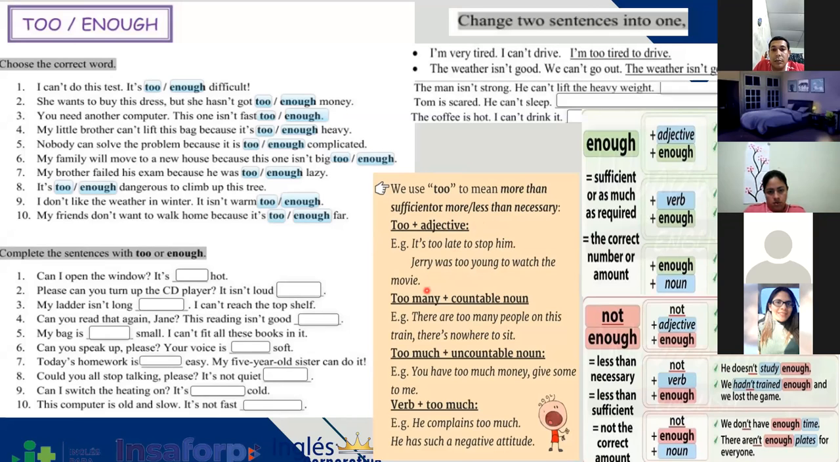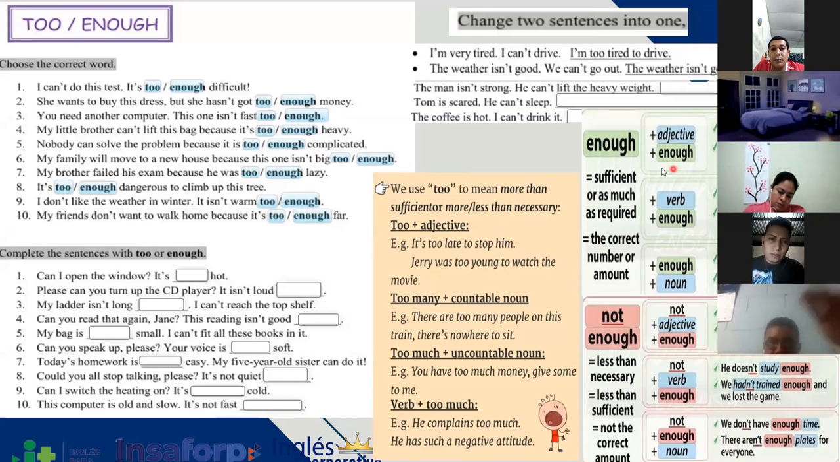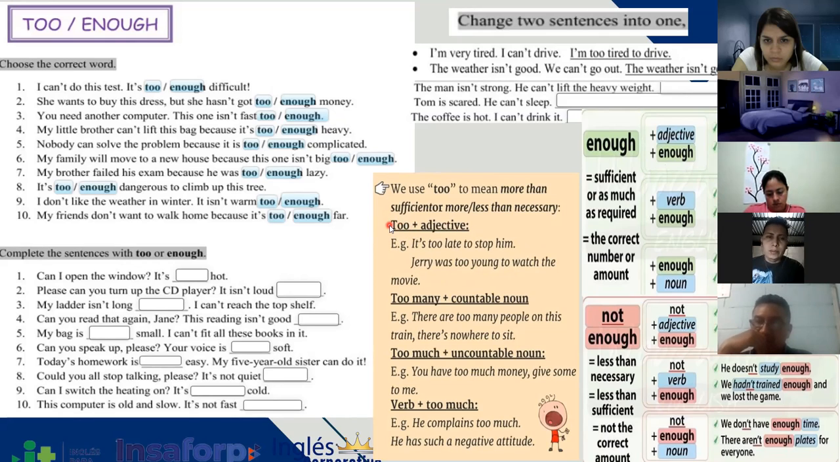Very good, right? When we use "too," we're talking about "muy," okay? Here, "enough" means "suficiente" or "lo suficiente." That is the difference. Jerry was too young, muy joven. The word is not T-O, it's T-O-O, plus an adjective. That is the structure. Look at enough: the adjective comes first, then enough.